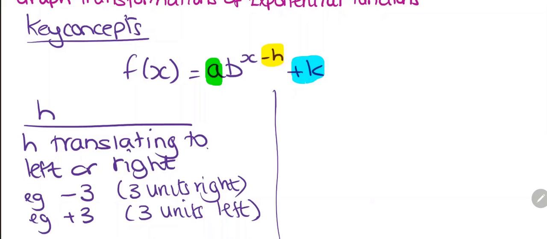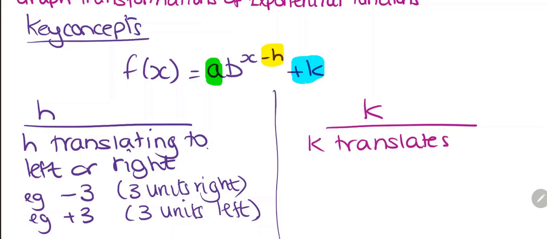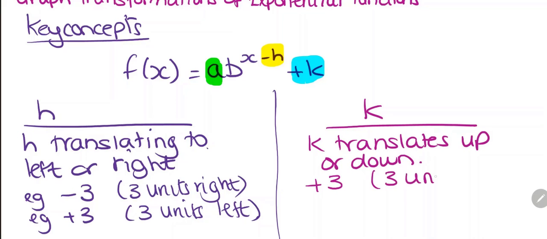So the k value, you can see, is positive. So this is going to translate up or down. If it is plus 3, it will translate 3 units up. And if it's minus 3, it'll be 3 units down.